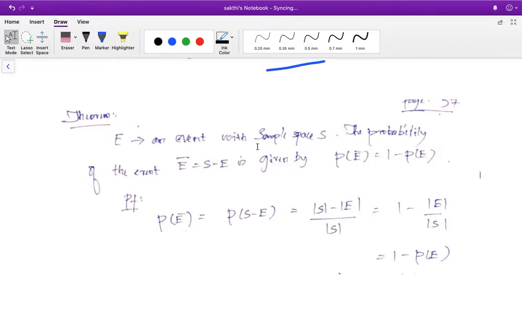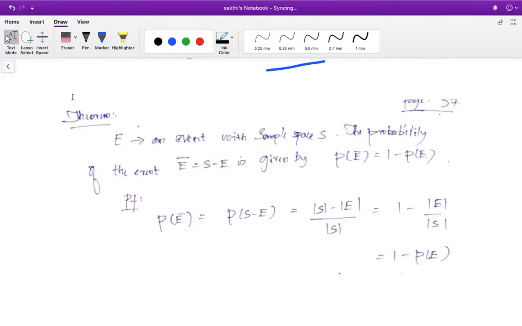Okay, so in this short video, we will be discussing two theorems. The first theorem on probability is concerning the probability of an event which is the complement of a given event E. Okay, so that is called E complement.